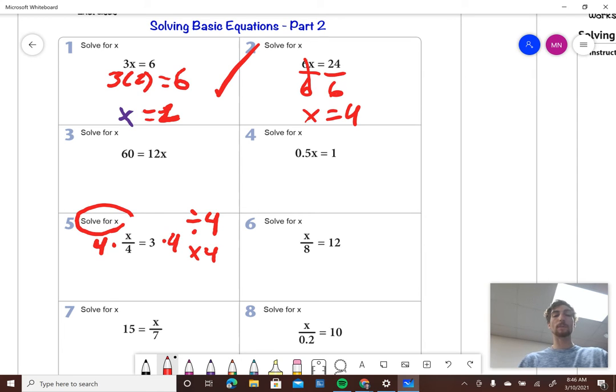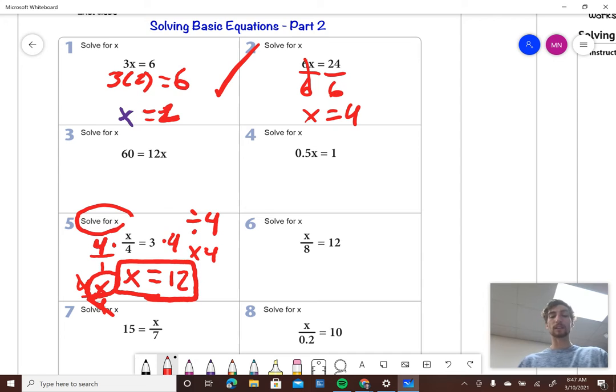So when we do 4 times a number over 4, we can think about that as 4 over 1 times a number over 4. And if we multiply across, we get 4x over 4. And here we just have our 4's cross out. So we're left with just x on this side. And then over here we have 3 times 4, which gives us 12. x equals 12. Let's go ahead and try it out.